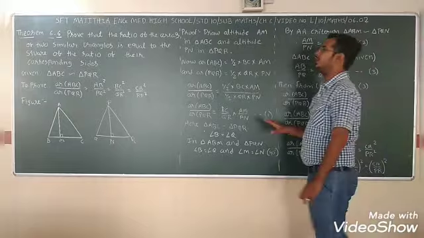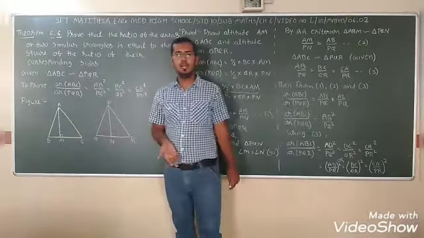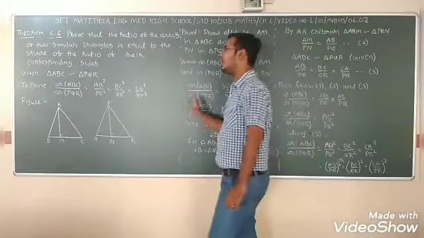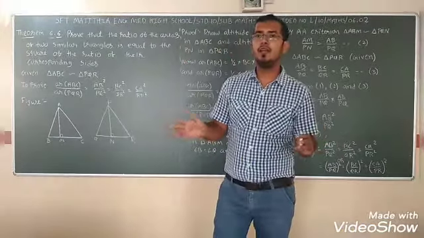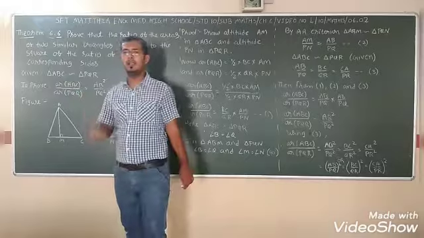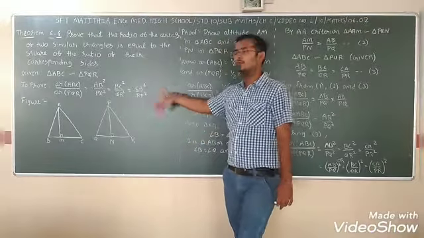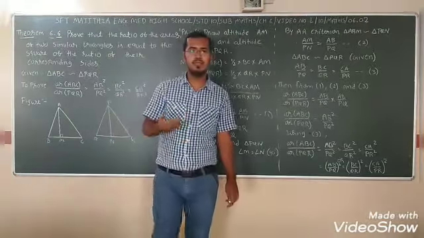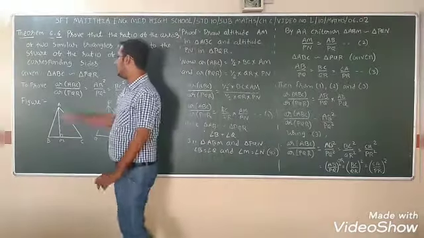In this theorem, only two similar triangles are mentioned. If in your paper the triangles are named, like XYZ and PQR, or DEF, or MNP, whatever names are given, you have to use those triangles, not write ABC and PQR. If no names are given, you can take any triangle names yourself, like ABC and DEF, ABC and PQR, or ABC and XYZ. It depends on you.